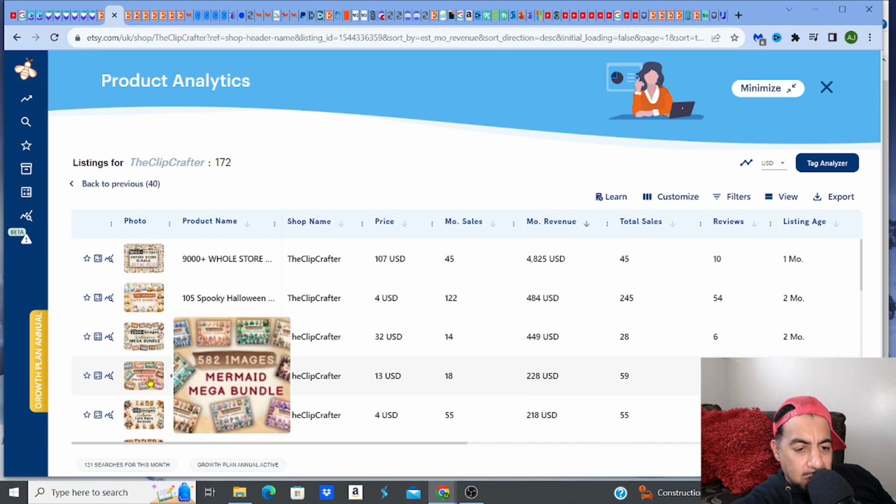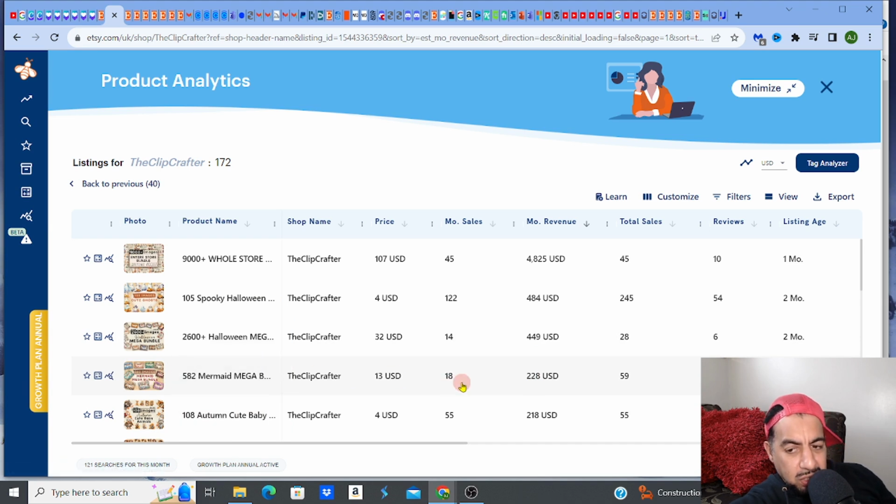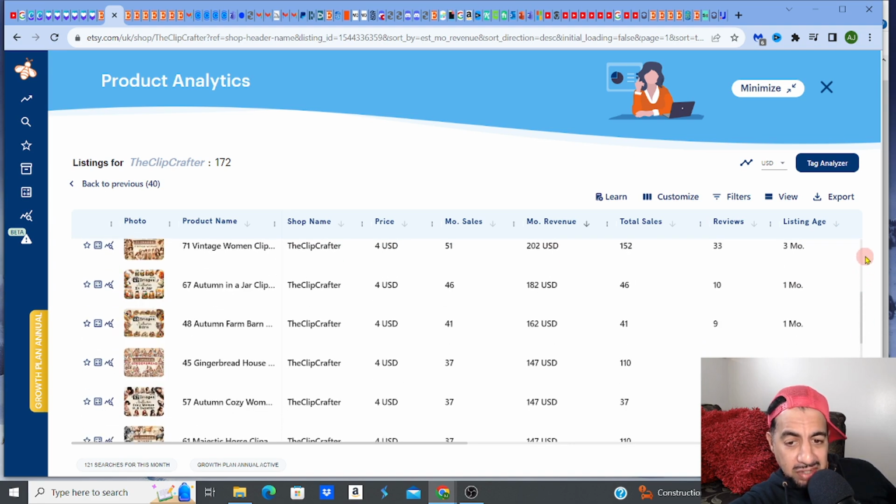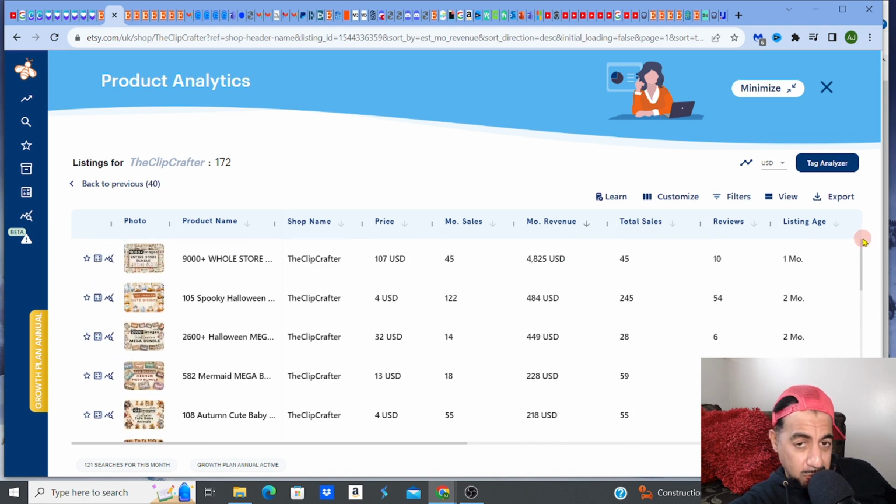This other mega bundle of mermaids is making 228. And what I'm trying to say is, you don't just look at one listing, you look at all the listings collectively. There may be listings that might not make any money, because that's very possible. And I've said it before, be very open to the fact that you might have listings that might not make anything. However, to give yourself the best chance possible of making money, you've got to pick those things that people are looking for and searching for.